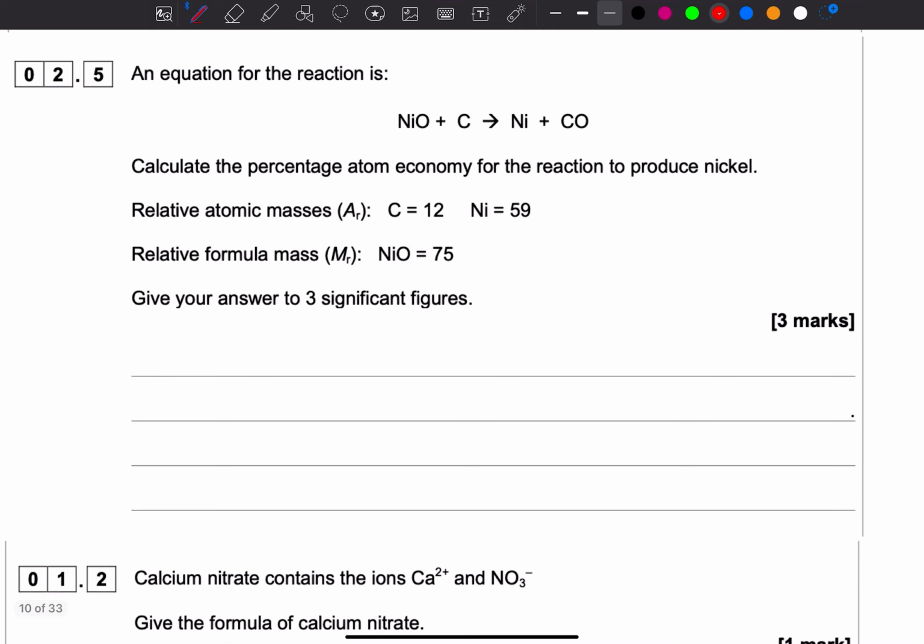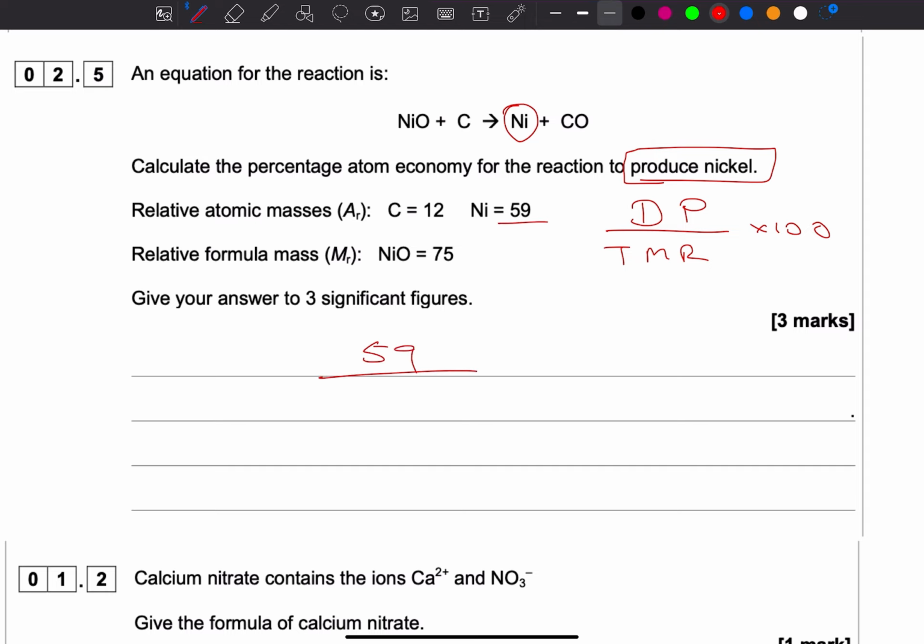What is atom economy? You should know atom economy is the mass of desired product over total mass of reactant, times it by 100. Okay, desired product. What is desired here? Produce nickel. Nickel is here. How much is that? 59 over total mass of reactant. These are your reactants. The one on your left hand side of the arrow is reactant, right? NiO is what? 75 plus C is also there, which is 12, times by 100, and you get an answer to 3 significant figures, 67.8%.